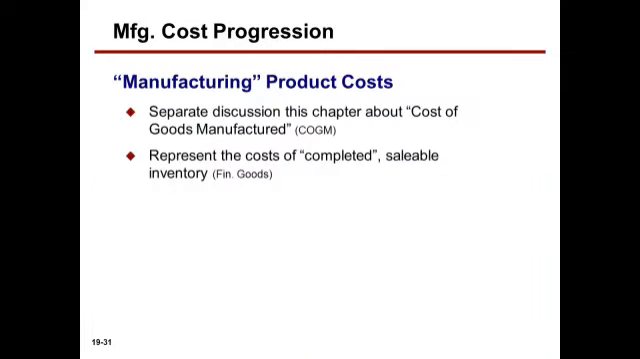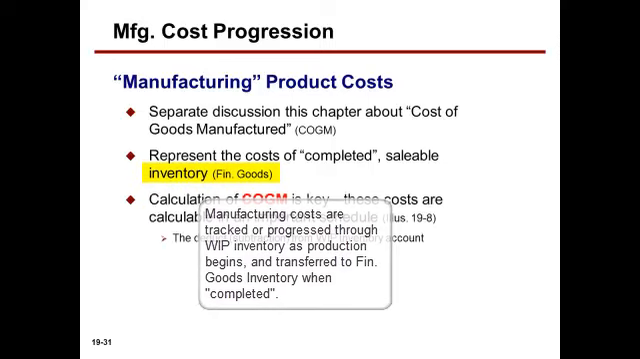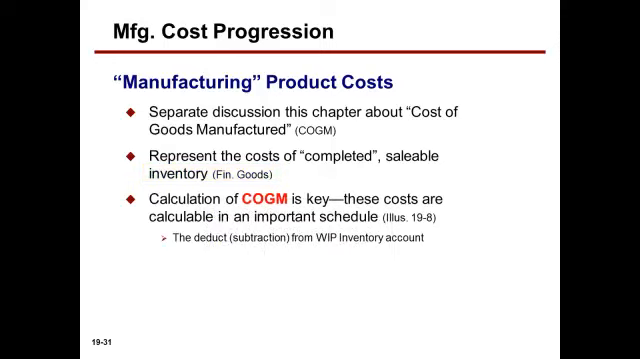In a follow-on discussion in this chapter, we'll go into the cost of goods manufactured in more detail, COGM. Again, this represents the cost of completed saleable product that are put into the finished goods inventory account. A calculation of the cost of goods manufactured is key in this chapter. These costs are calculable in an important schedule. The deduct or subtraction from work in process is the total cost of goods manufactured as calculated in the schedule that we'll look at in a subsequent talk.